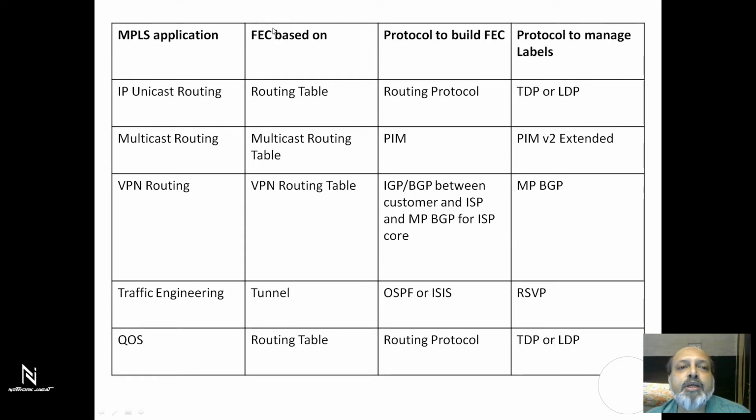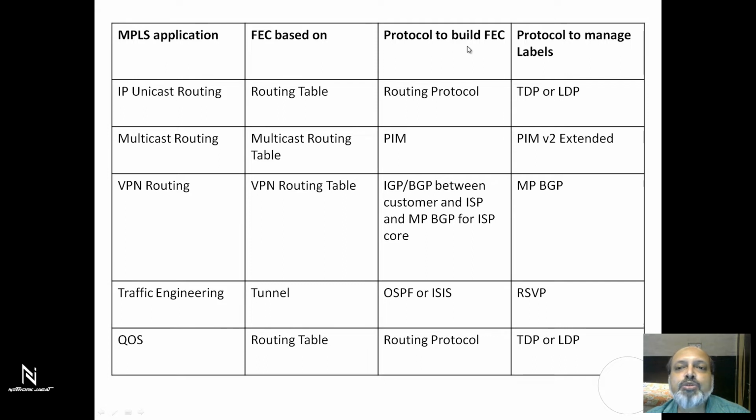Now, I'll be going into the definition for FEC a little bit later on. But before that, I'll give you this information: if you consider IP unicast routing, the FEC is based on the routing table. For multicast routing, the FEC is based on the multicast routing table. For VPN routing, it is based on the VPN routing table. For traffic engineering, it is based on something which is called a tunnel. And for quality of service, again, it is based on the routing table.